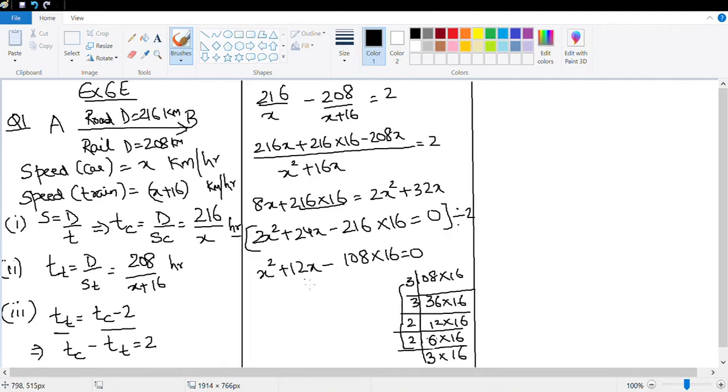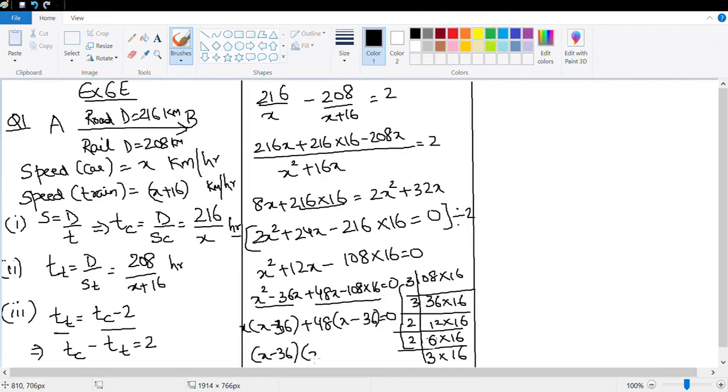And the positive number is bigger, so this will be x square minus 36x plus 48x minus 108 into 16 is equal to 0. Grouping them together, x times x minus 36 plus 48 times x minus 36 is equal to 0, which means x minus 36 times x plus 48 is equal to 0, which means x is equal to 36 or x is equal to negative 48.